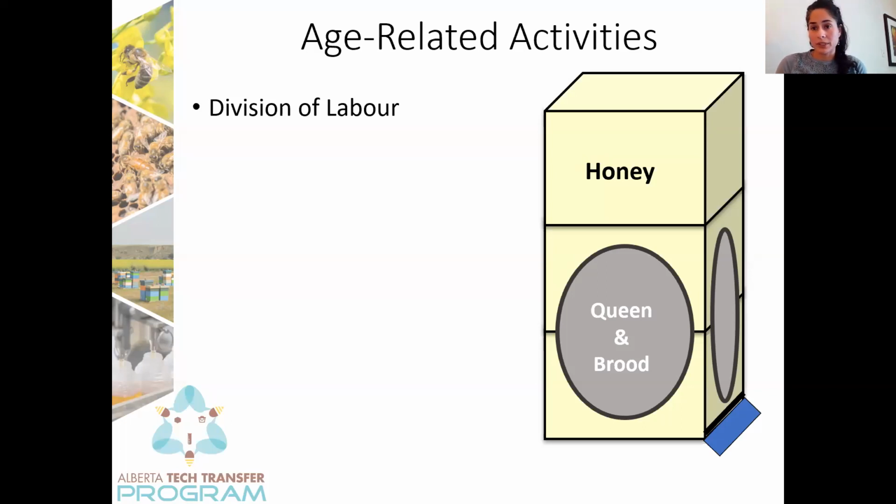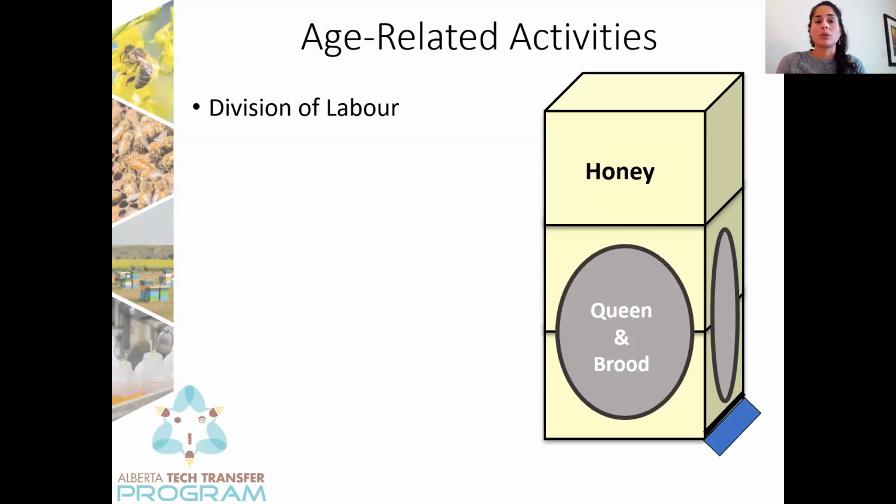There's a few hypotheses on how that happens, but today I will just touch on all this. But yes, they're specialized, and as they age, their tasks change. They have some flexibility there. So for example, if something happens and you lose a cohort of aged bees, if your hive goes queenless, for example, that will happen.